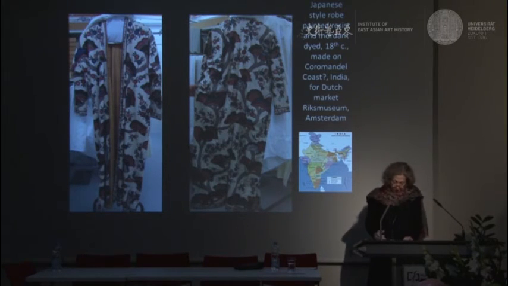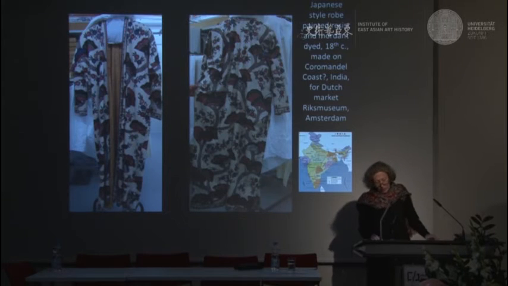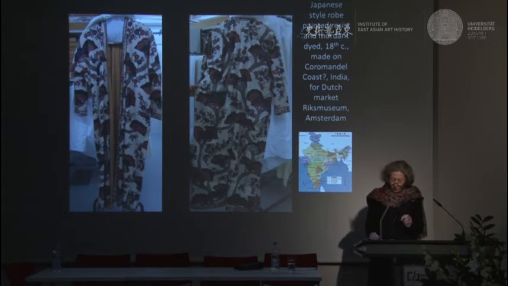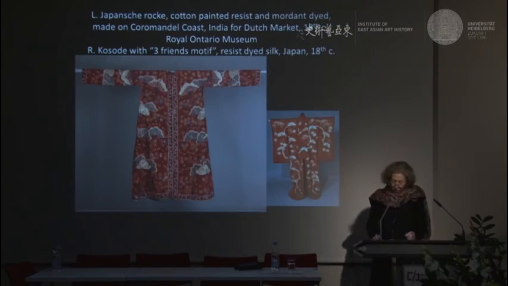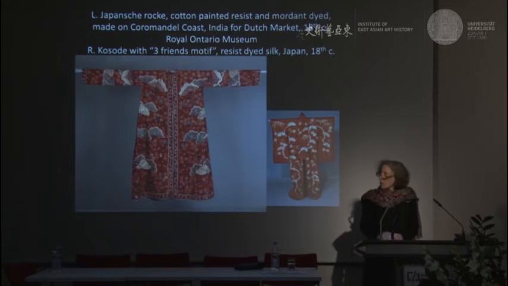The motif of trees with intertwined flowering branches growing from a rocky ground is a very common one in Indian textiles made for export, and it's been widely associated with a Middle Eastern tree of life motif, with a Hindu-Buddhist kalpa vriksha, or wish-fulfilling tree, but it can also be associated with similar designs featuring on Japanese kosode, as demonstrated by the close relationship between the decor of a cotton robe from the Coromandel coast and a Japanese silk wedding kimono. Both of them are now in the Royal Ontario Museum.